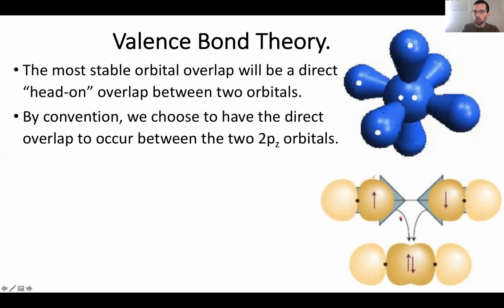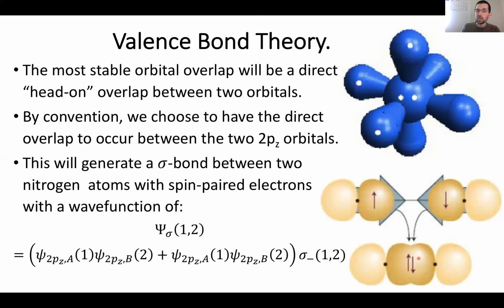So if you hear me talking about pz orbitals, especially in valence bond theory, but even as we move on to MO, don't be too surprised if we're talking a lot about these direct head-on bonds, which is more or less going to be given the same name it was when we did it with hydrogen. They look like s orbitals, they're sigma bonds.